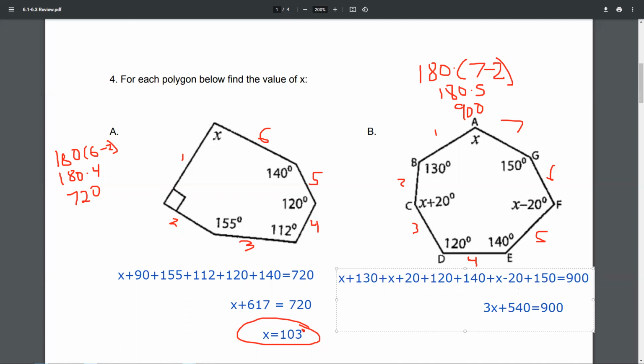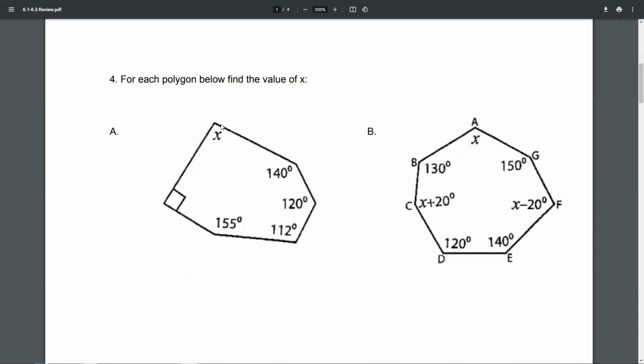And then when I subtract 540 from both sides, I'm going to get 3x equals, I believe it's 360. And then divide by 3, I'm going to get x equals 120. So x here should be 120 degrees. 120 degrees. All right, that's the first page.